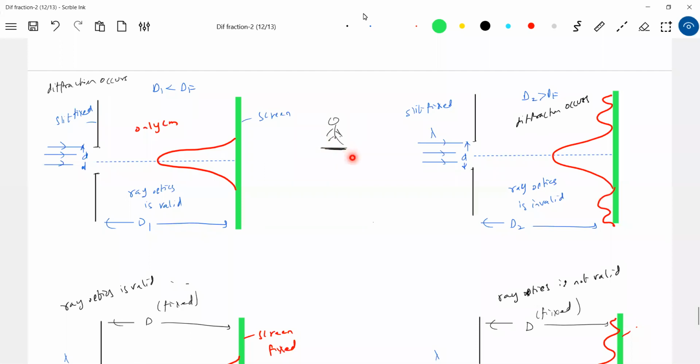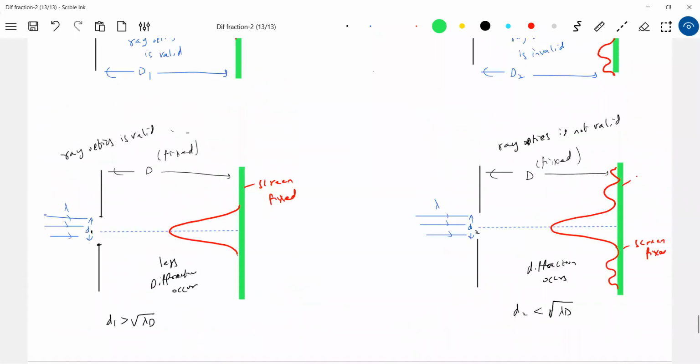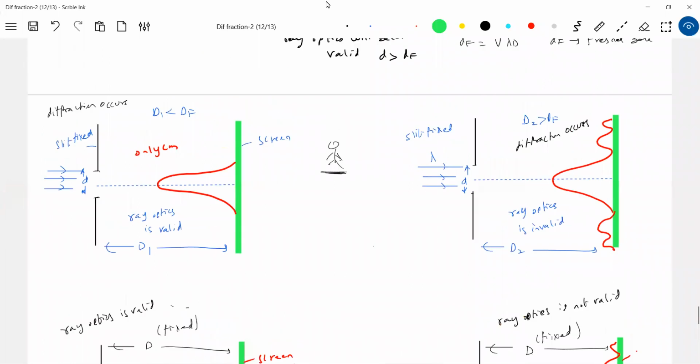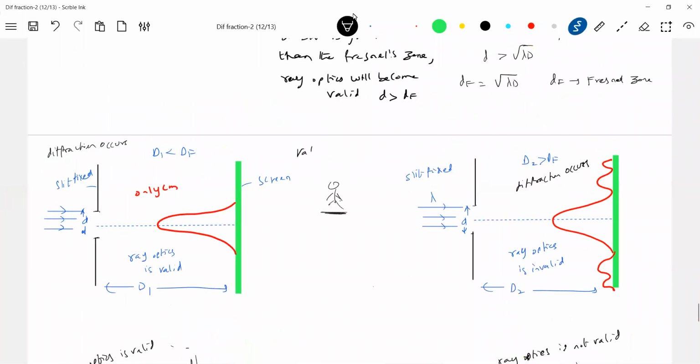Okay, I think I'll update later on. Tomorrow we'll discuss resolving power. There I'll show that one. This is the background. So this is called the validity of ray optics. What is this topic here? Validity of ray optics here. I'll write the topic name.